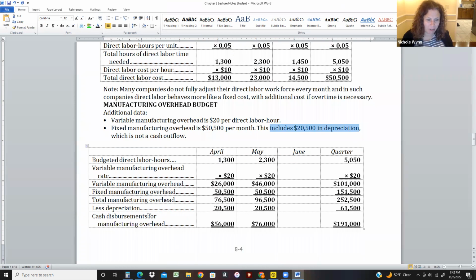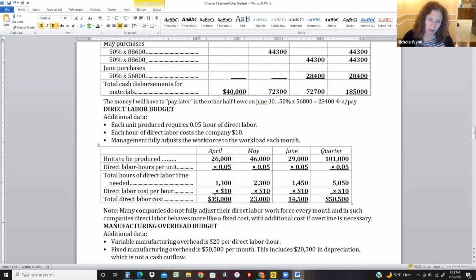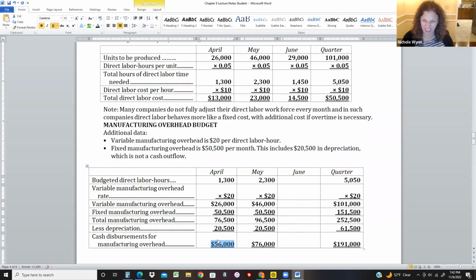So if we want cash paid for overhead, we would subtract out the depreciation, and we're only going to pay 56. But 56 is a lot. So we have a lot of rent and utilities and things like that for our factory, supervisor salaries and stuff. So we're spending a bunch of money in April. Remember, I said we'd already spent 53. Now we spent another 56 on overhead.